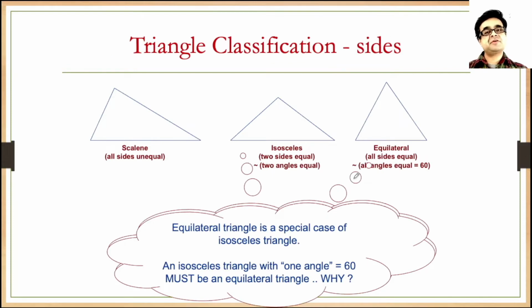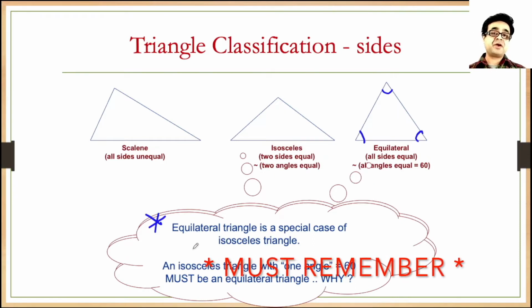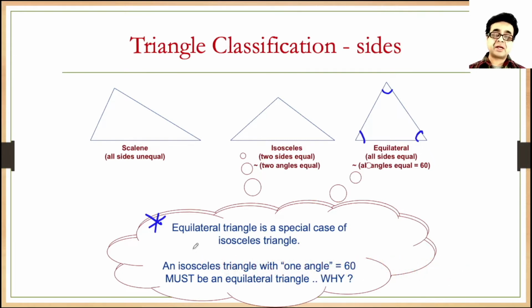The other way to classify a triangle is through sides. A triangle where all three sides are unequal is called a scalene triangle. A triangle where two sides are equal is called an isosceles triangle, and a triangle where all sides are equal is called an equilateral triangle. The other property of an equilateral triangle is that all angles are 60 degrees. In fact, an equilateral triangle is a special case of an isosceles triangle, and this is an important property that you have to remember. It is an isosceles triangle with any one angle as 60 degrees.